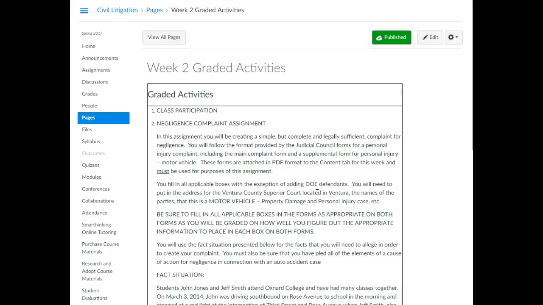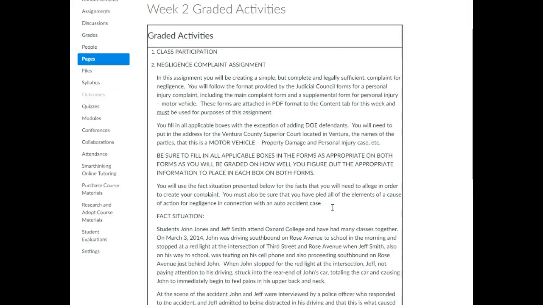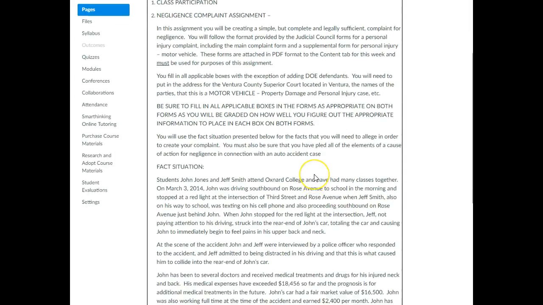So what's very important about this particular assignment is you want to be sure to fill in all the applicable boxes in the form as appropriate on both forms, as you're going to be graded on how well you figure out the appropriate information to place in each box, and that you place it in the correct box. All right, so again, we're going to go through a similar situation so that we will fill in one of these for you to show you how it's done and show you where information goes, and then you can take it and use it for this particular scenario.